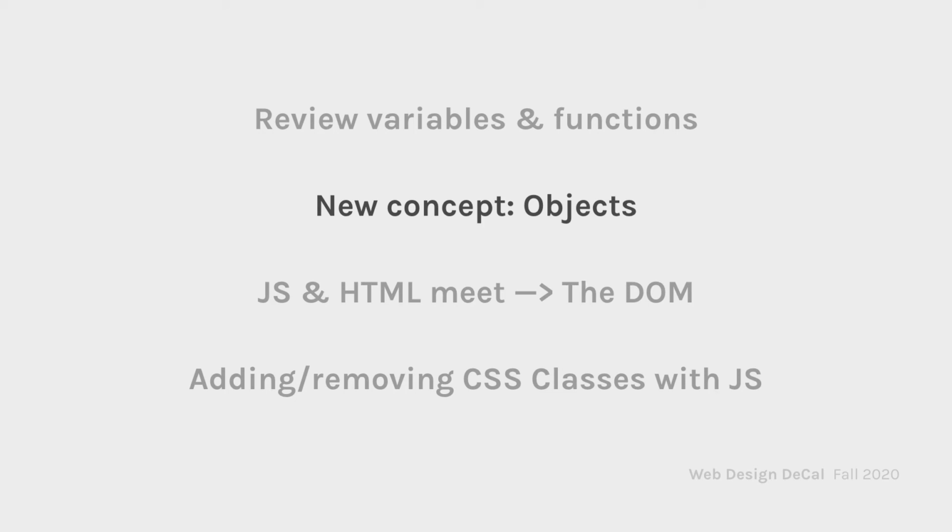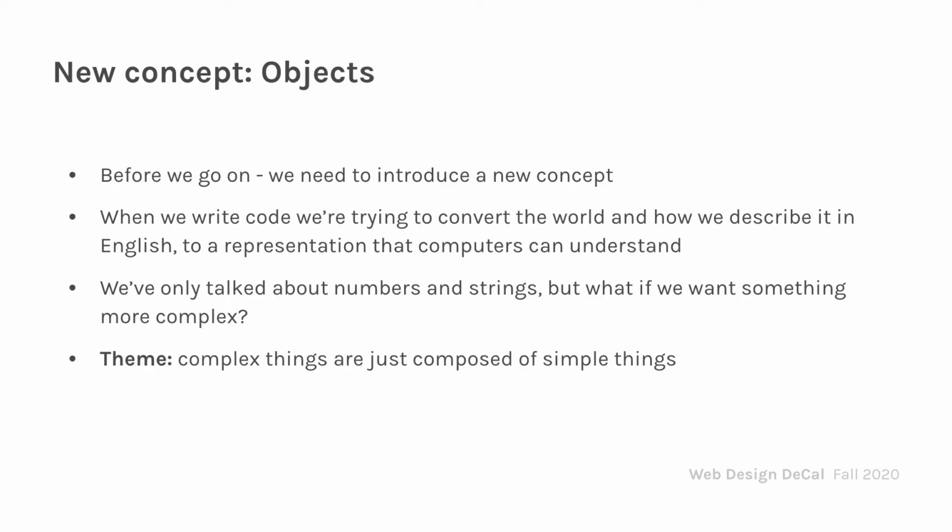So we're going to get into a new concept called objects in JavaScript. This is where it gets kind of complicated, but it really gets you thinking about the coming concepts I'm going to show you here. What objects are, basically, when we write code in JavaScript or whatever language you're writing, we're trying to convert the world and how we describe it in English, or whatever language you're comfortable with, to a representation that computers can understand. Because if you speak to computers in English, it's not going to really work out. They only understand code. And that gets into very in-depth operating system stuff, which I won't talk about.